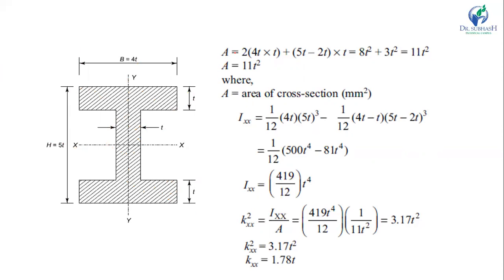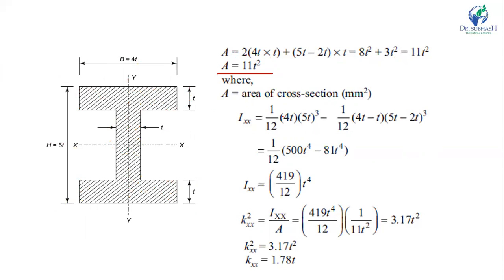So area A is equal to 2, because 2 flanges are there. So area of the flange is equal to 4t into t. Therefore 2 into 4t into t plus area of this web. So total is 5t, so 5t minus 2t into t. By simplification you will get the area A is equal to 11t square. Okay, area A is equal to 11t square.